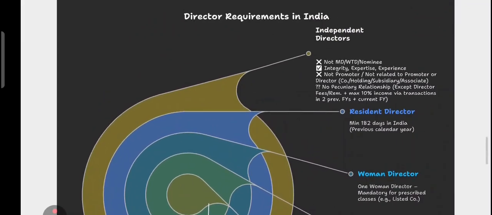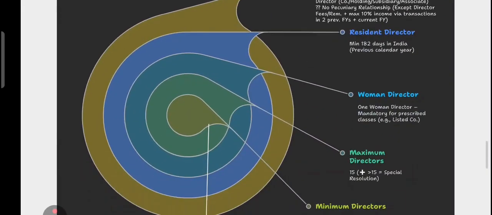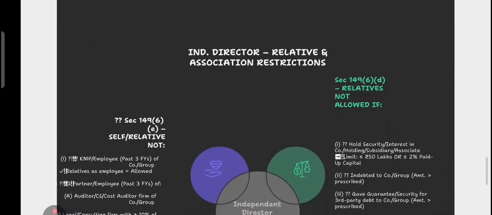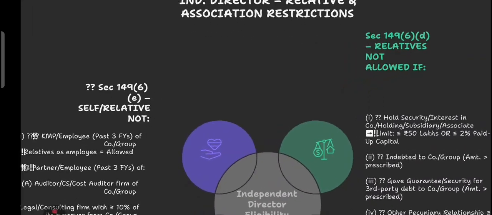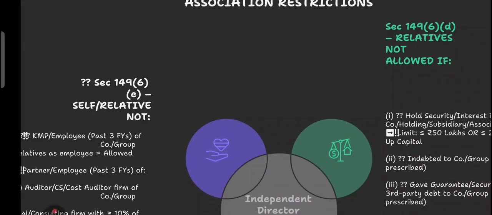Resident director, what are the conditions of independent director? Every aspect we have covered in this particular slide, right? Now have a look at the independent director relative association, every aspect. Who can be an independent director? Let's talk about the restriction. Being an independent director means you should stay free from personal or business ties that may affect your decision making. So what does the law say?